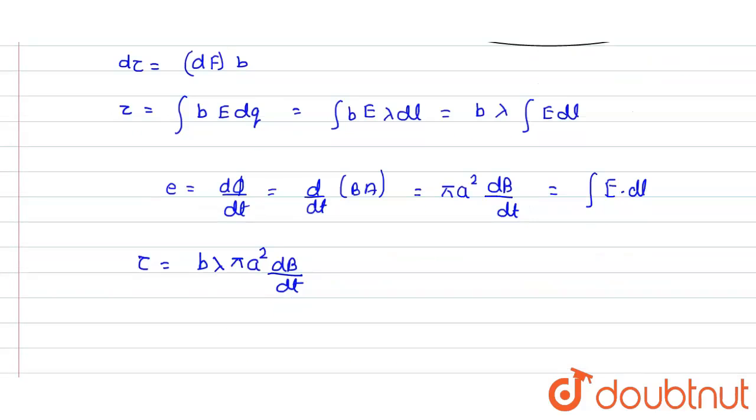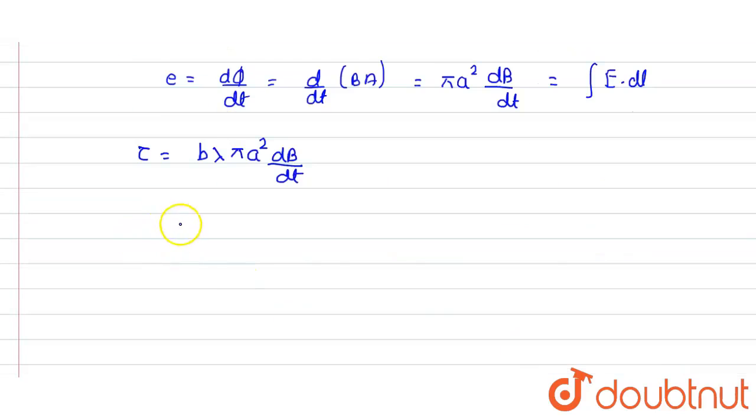Now we know that angular impulse J would be written as τ into dt. Just as we write momentum equals force into dt, or force into time, so angular impulse is written as τ into dt. So the τ value we know, λπBa². Now if you multiply it by dt, it would be dB.